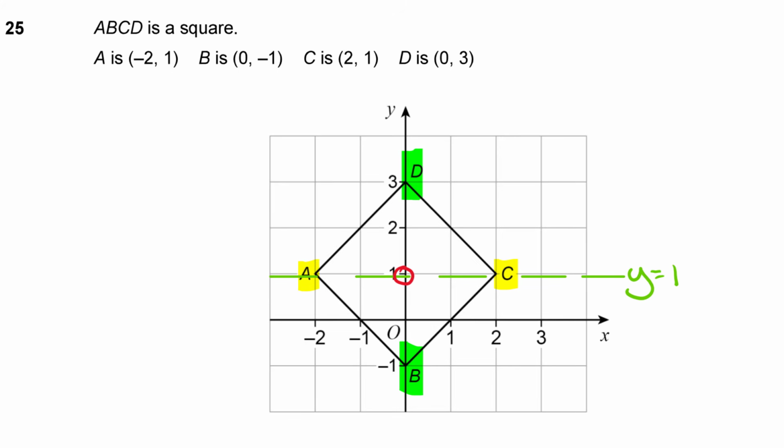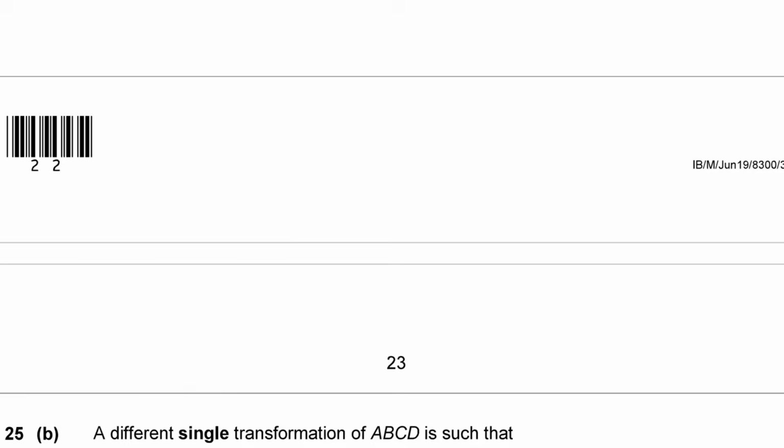Well, that can happen if the shape rotates, can't it? So if it rotates around so that B rotates around to the top and D rotates around to the bottom, then C rotates around to A and A rotates around to C, then the only point that doesn't move will be this point here, because it's the center of rotation then, isn't it? So the shape will have rotated around that point 180 degrees, sort of a half turn. Okay, so that's how we're going to describe that one then.